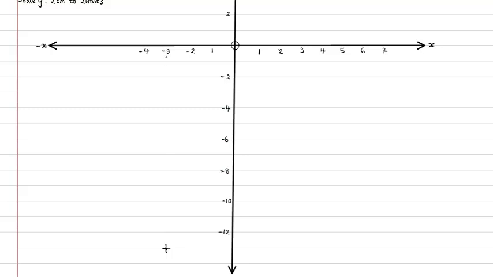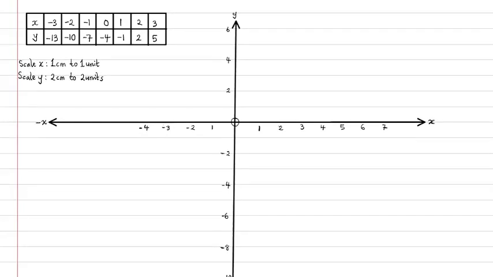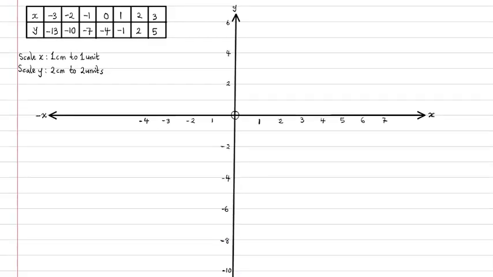Okay, so let's see another value of the table. The next value says we should link minus 2 and minus 10. So this is our minus 2 and this is our minus 10. So we're going to link both of them together also.